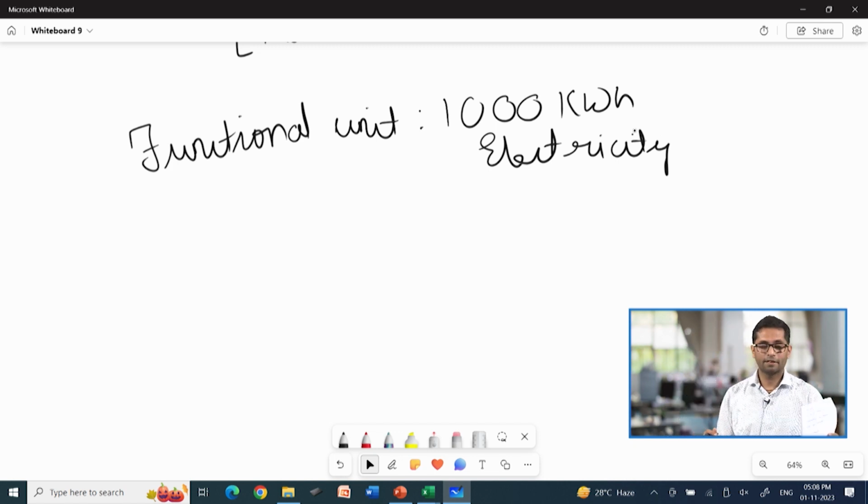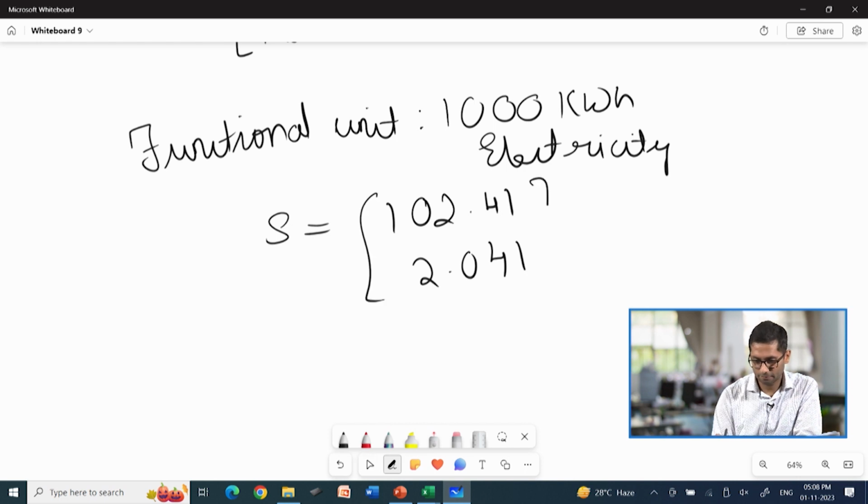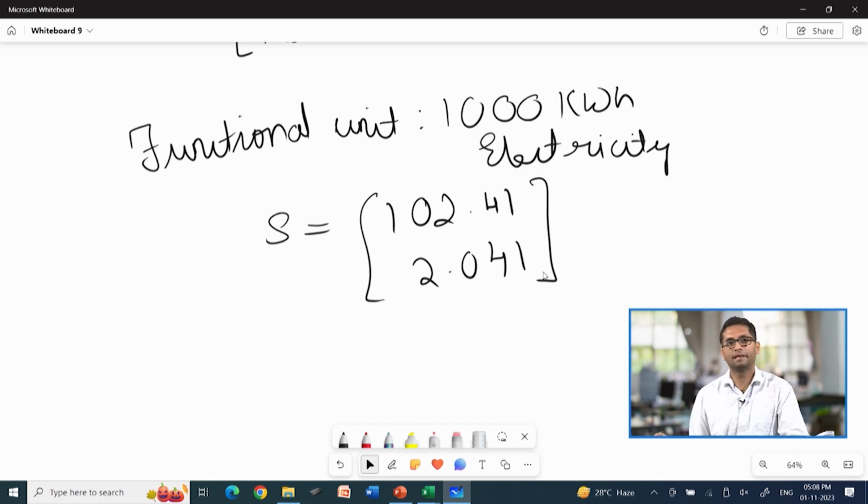So in that case you have an updated A matrix, you multiply that with a function unit of 0 and 1000, and finally the scaling factor that you should be getting should be something like 1 or 2.041. So this particular function unit takes care of the electricity that is consumed by the second process as well.